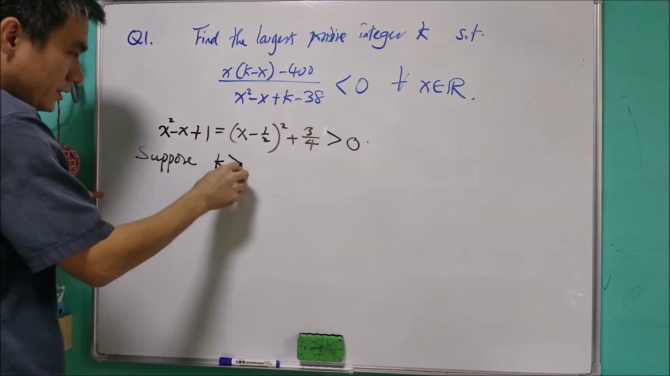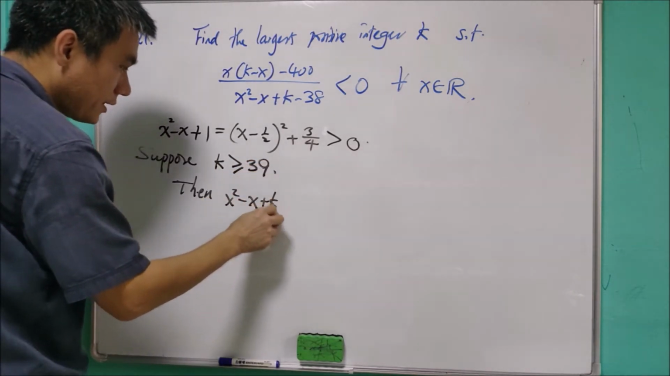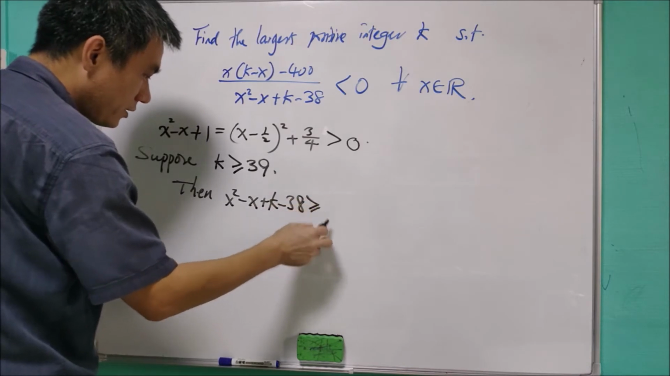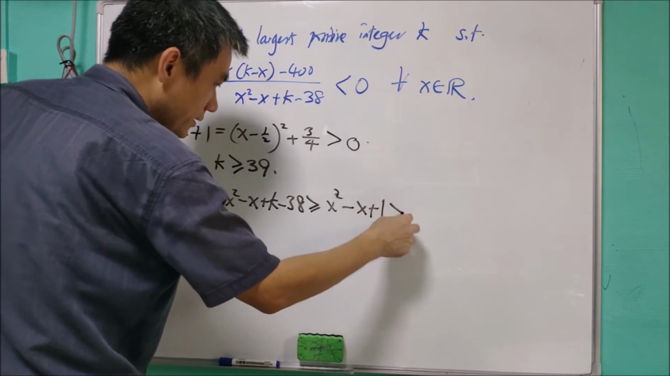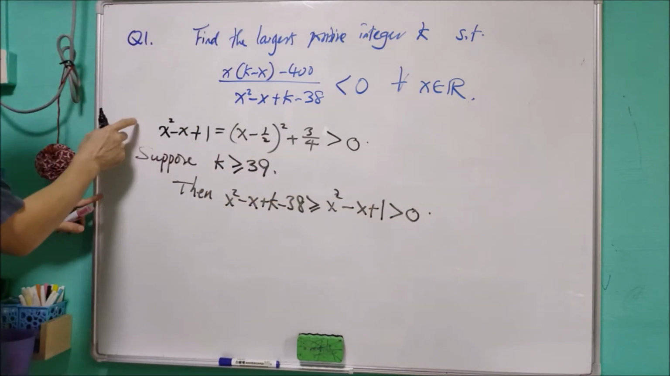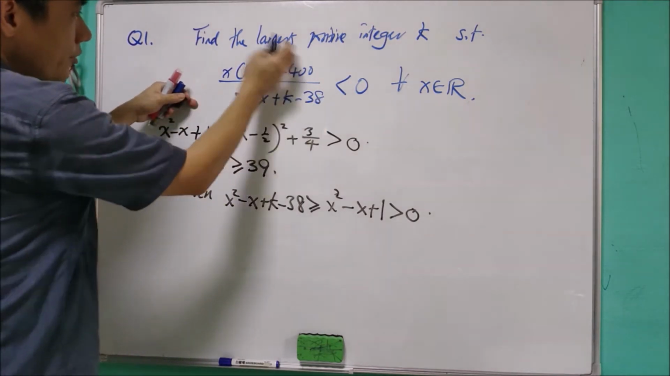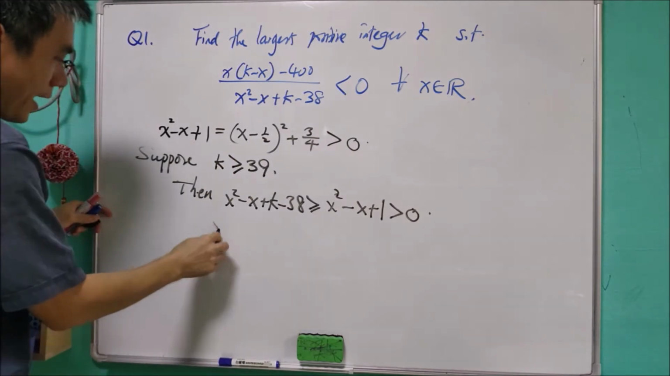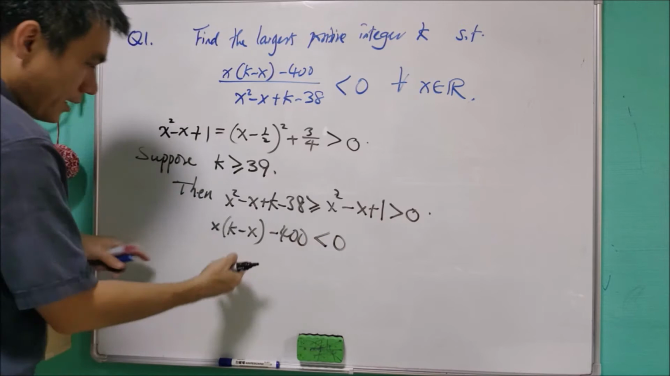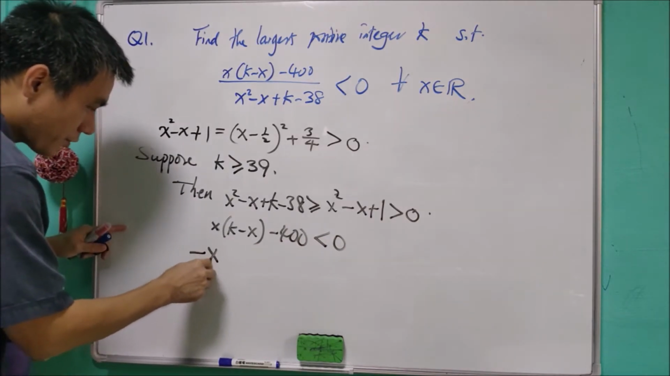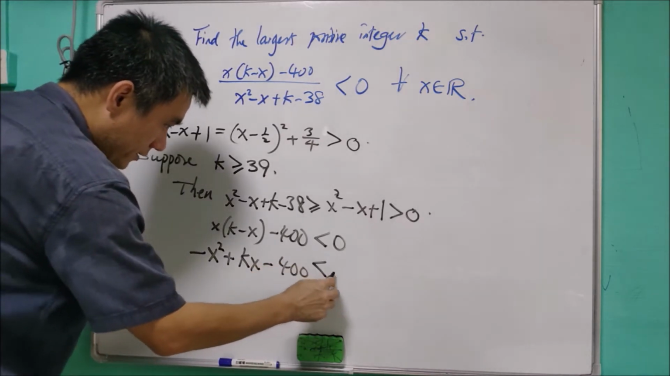Suppose k is greater than or equal to 39, then x squared minus x plus k minus 38 will be greater than or equal to x squared minus x plus 1, and it is positive according to what we have just now. So if the denominator is positive and overall is negative, it will mean that the numerator, negative x squared plus kx minus 400, is negative.